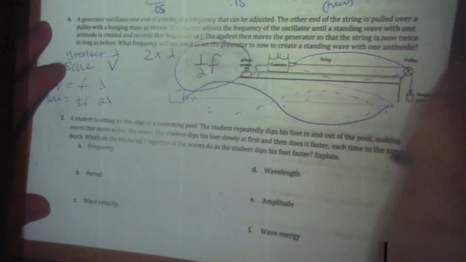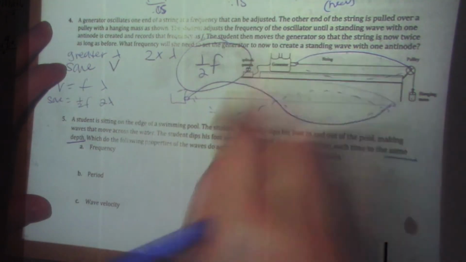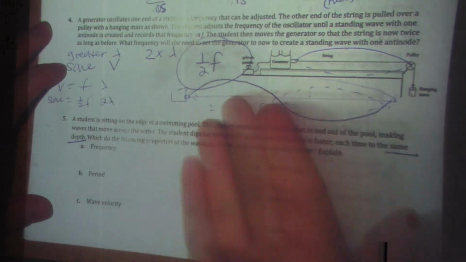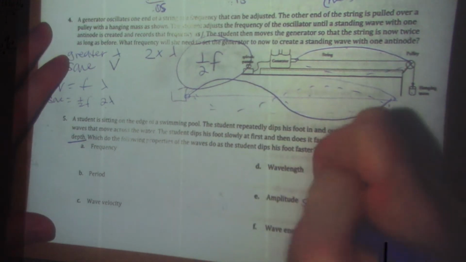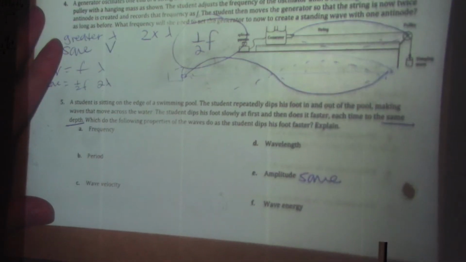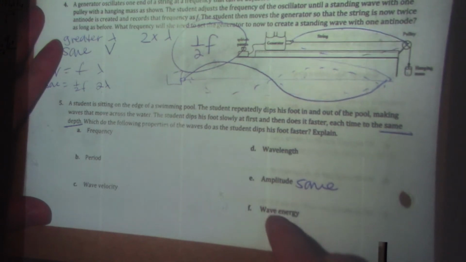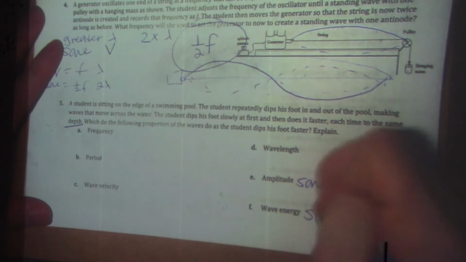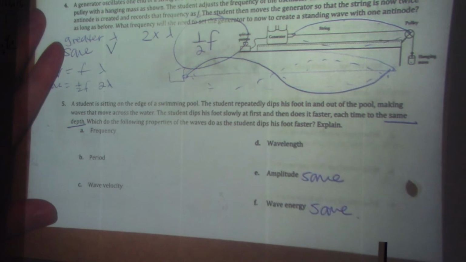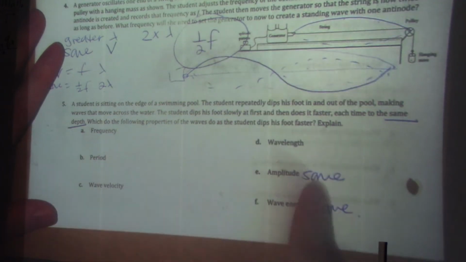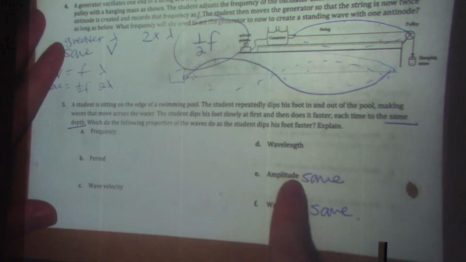So first I'm going to pull out, this is the same depth. The depth is like the amplitude, the displacement from equilibrium, so I know this is the same because it has the same depth. And I also know that wave energy depends on amplitude, so this would be the same. And our reasoning being because it's at the same depth and energy depends on amplitude.